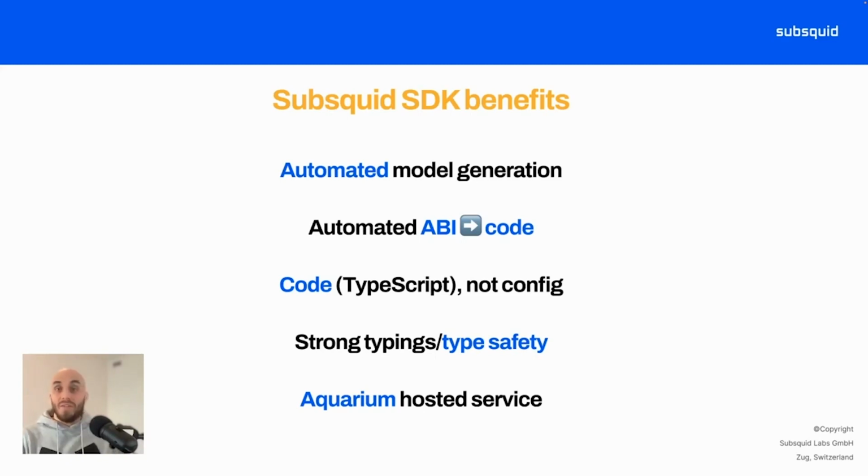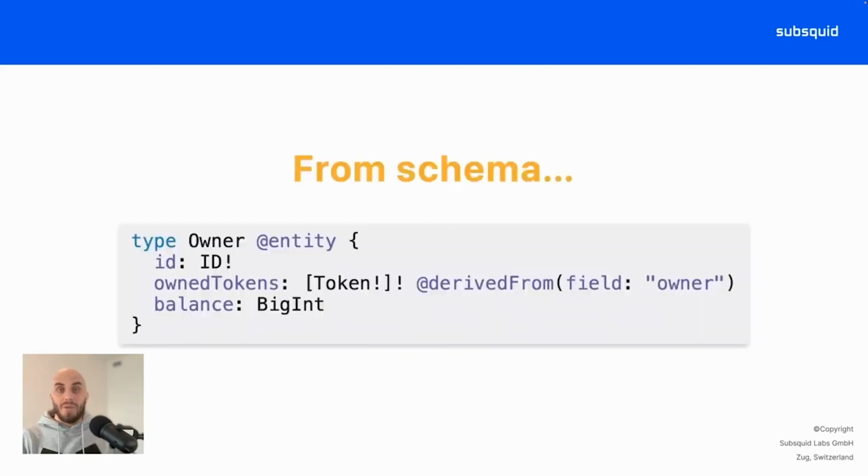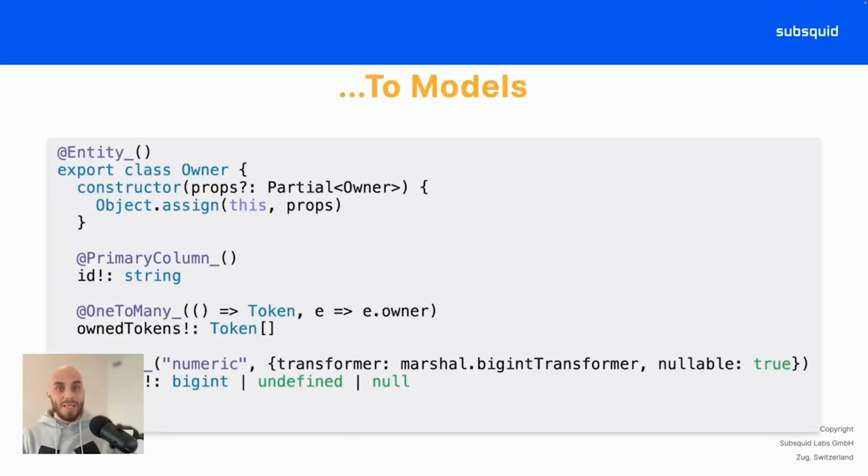Let me show you a couple of snippets to give you some examples. Thanks to Subsquid's SDK, you can define your schema, and this will be applied automatically to your database as well as your API. And our command line tool will automatically generate TypeScript code to model your schema into TypeScript classes.